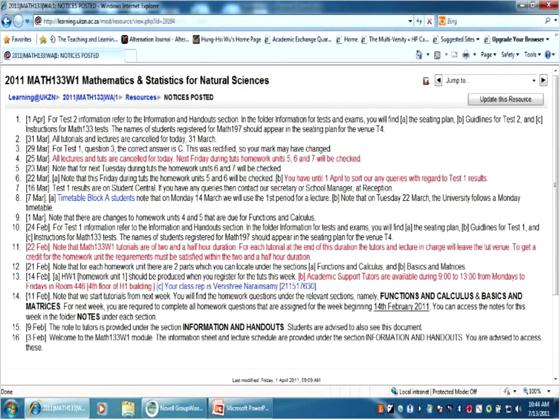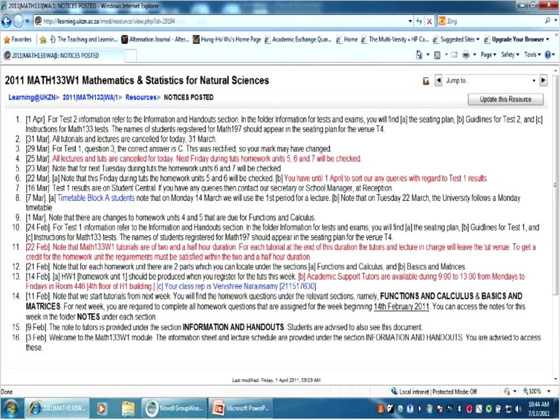Right. When students go to notices, they are able to access the notices that are put up for each of the days or for certain days of the week. And this sort of helps us to keep in contact with the students, and they know what's going on in the module. For example, if you look at the notice that was put up on the 1st of April, it indicates for test 2 information, refer to the information and handout section. In the folder, information for tests and exams, you'll find A, the seating plan, B, guidelines for test 2, and C, instructions for Maths 133 tests.